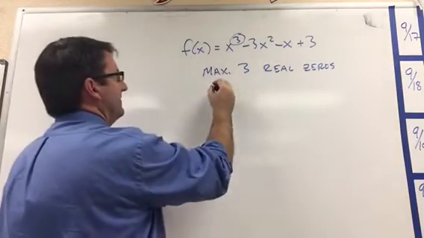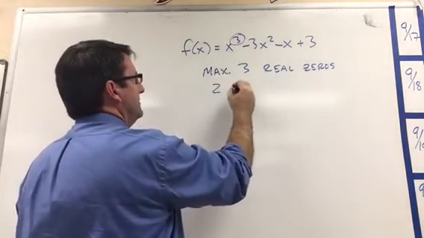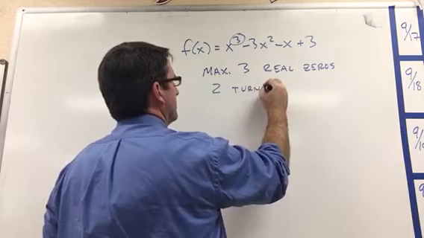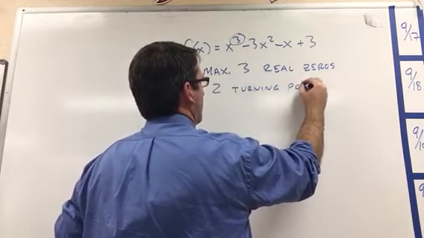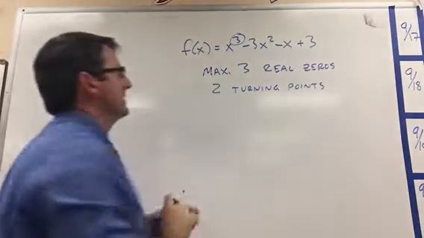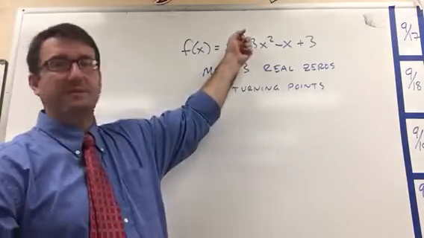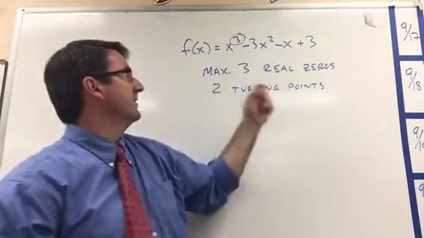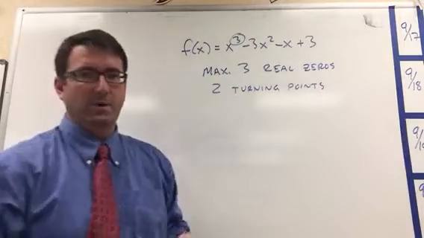And it's going to have 2 turning points. So the maximum number of real zeros is just going to be this number. The number of turning points is that number minus 1.